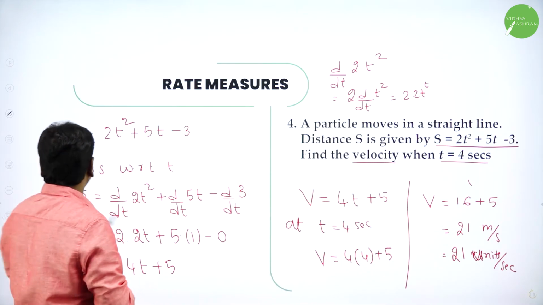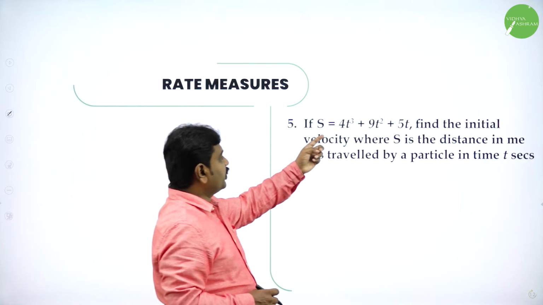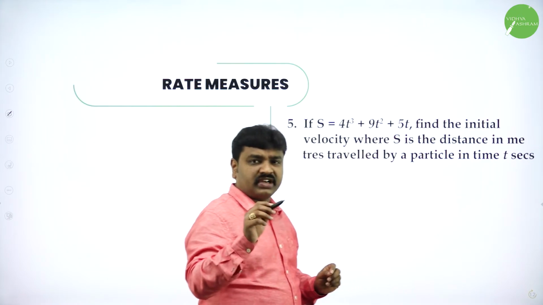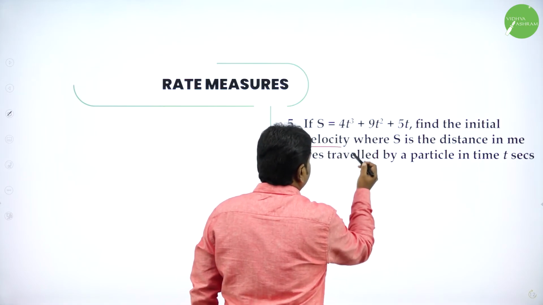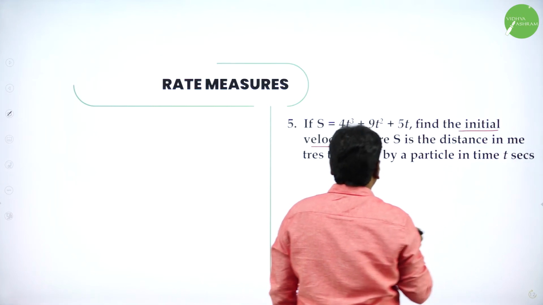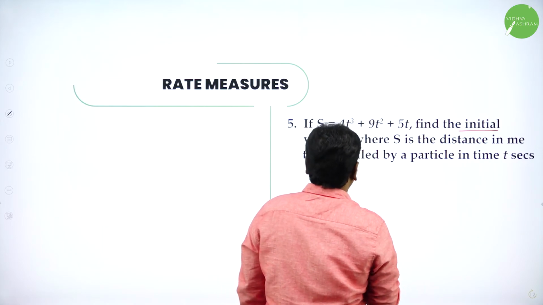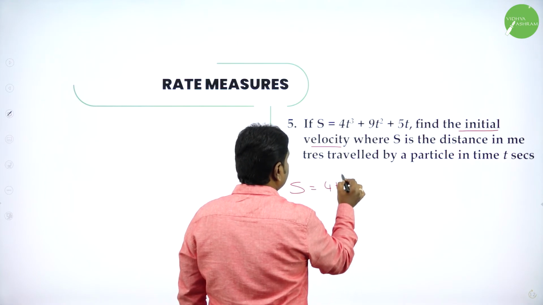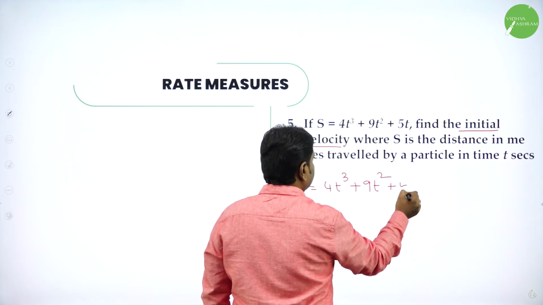Next, we have s equal to 4t cube plus 9t square plus 5t. Find the initial velocity. They just want the initial velocity, where s is the distance traveled in t seconds. So now s is equal to 4t cube plus 9t square plus 5t.